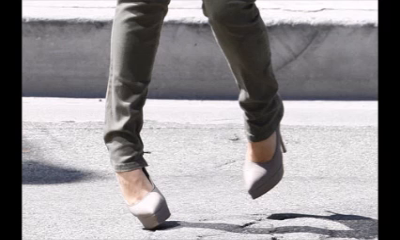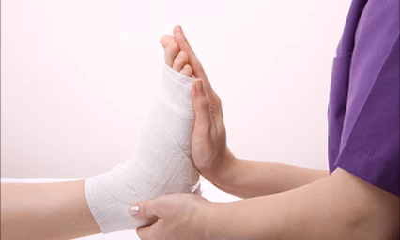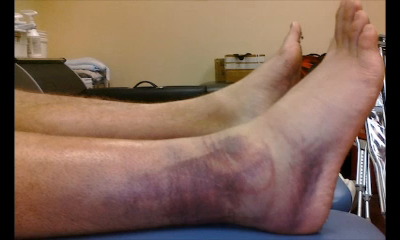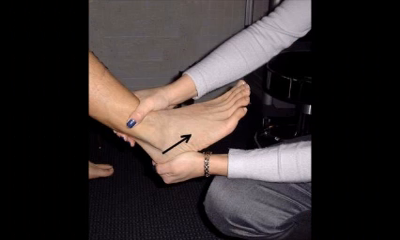Treatment of ankle sprains. The healing process consists of 3 phases: acute, subacute, and maturation. Depending on the severity of the ankle sprain, the acute phase will last 3 to 5 days. During the acute phase, the patient should use cryotherapy, ice, to reduce pain and swelling.